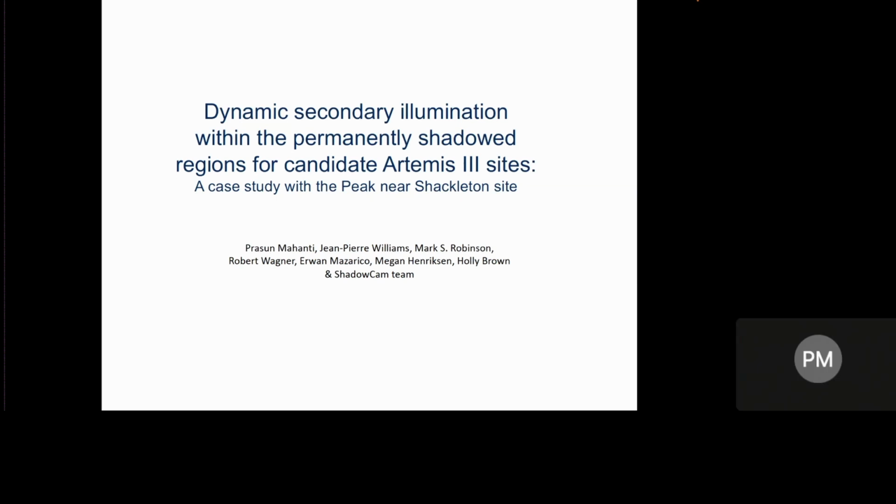Okay, so we're going to talk about the secondary illumination. As Erwan was discussing in the first presentation in this session, that strictly discussed what we would call the primary illumination or the direct illumination. Here, we are going to go one step further and talk about the secondary illumination, which actually gets into the PSRs and allows imaging, and also controls basically the climate, if you may, within the PSR. Next slide, please.